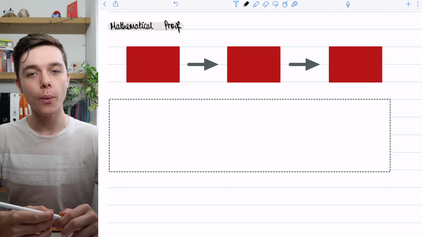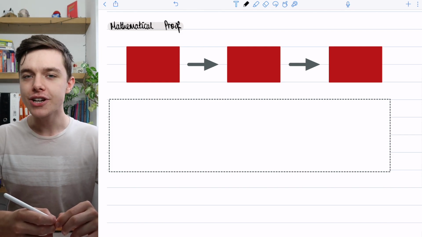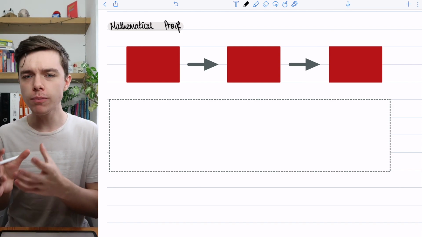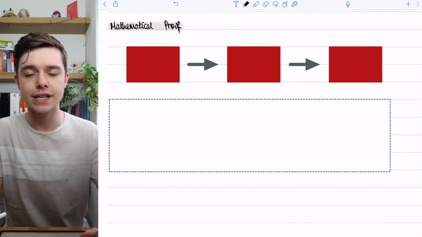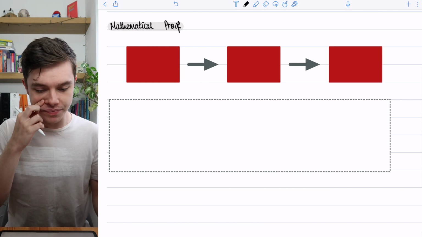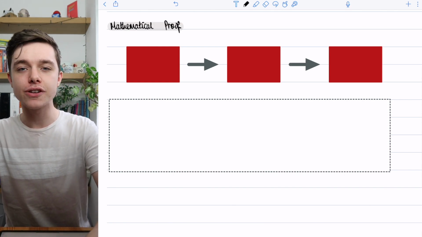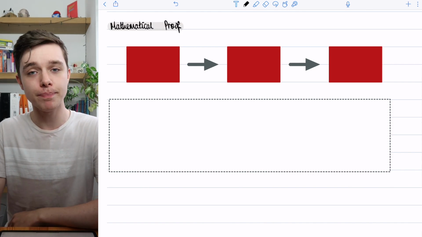In this video, we're going to have a look at mathematical proof. We're just going to introduce the idea of a proof. You've probably seen proofs before at GCSE, maybe on some GCSE topics, but we need to introduce proof a little bit here. So I'm going to introduce three things that a proof is made up of. As you can see, I've got three red boxes.